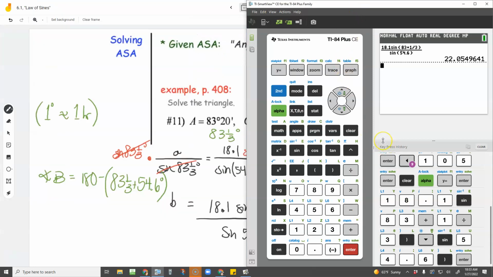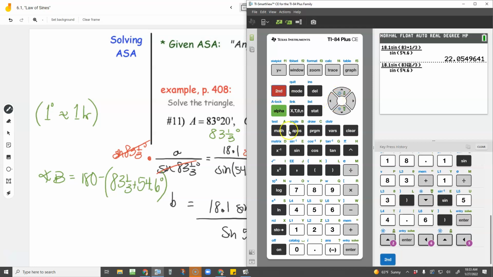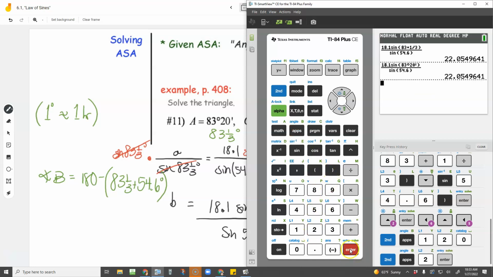Yeah. The degrees minutes. That's what I got. The degrees minutes should not have made a difference. I should have been able to do the exact same thing, but if I was doing degrees minutes, I would have needed to go find, you guys found it, second apps, the degree mark, and then I would have put my 20 with second apps, go find the minute mark. Same thing.